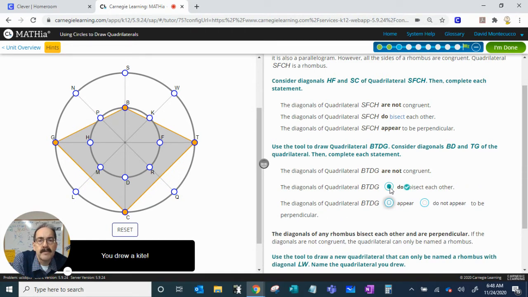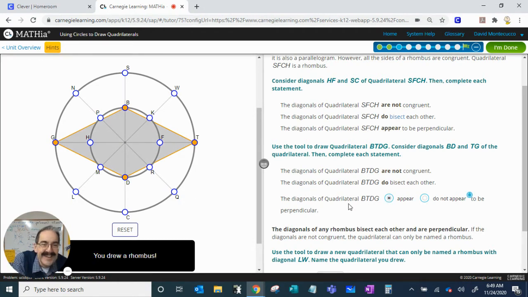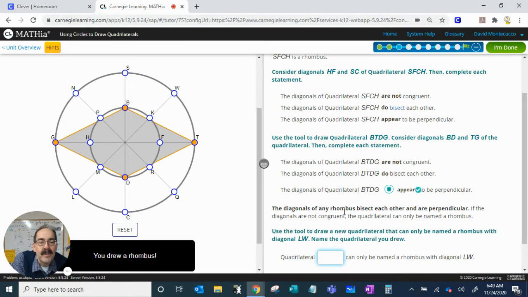The diagonals of BT, DG, reset. Monty messed up. BTDG. Okay, so I drew it wrong. First mistake I ever made. Yes, they're 90 degrees.